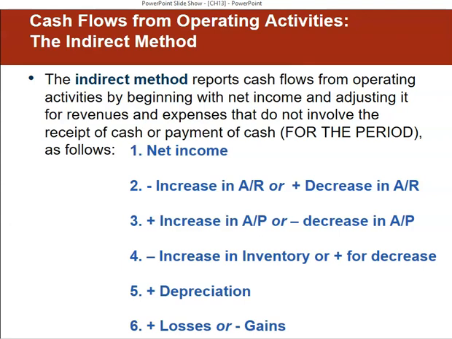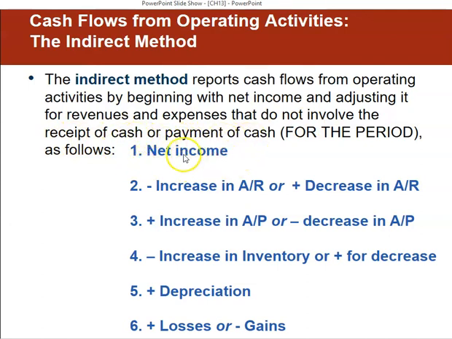Let's go ahead and get started on a discussion of cash flows from operating activities. We have two different methods for reconciling cash. We have what's called the direct method and the indirect method. In this class, we will only cover the indirect method in the interest of time. Okay, so let's see what it says here. It says reports cash flows from operating activities by beginning with net income and adjusting for revenues and expenses that do not involve the receipt of cash or payment of cash for the period as follows.